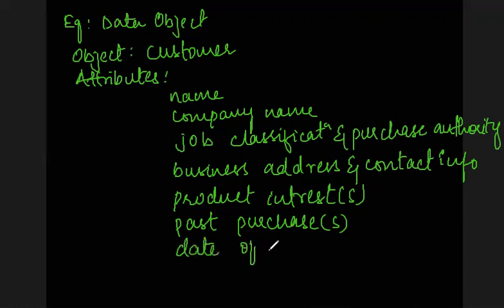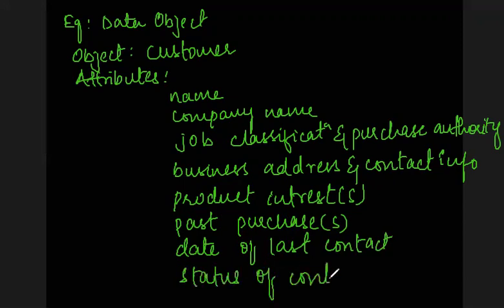Date of last contact. And the status of contact. Now status of contact means whether he's here for purchasing the software. If he has purchased the particular software, whether the software is being developed or not, all of these things are going to be identified. So this is the entire description of what a data object is going to be.